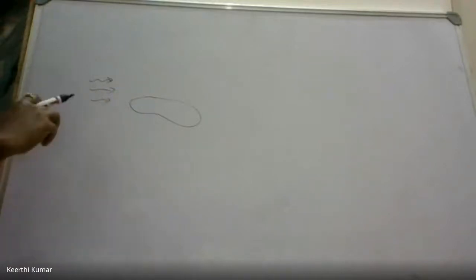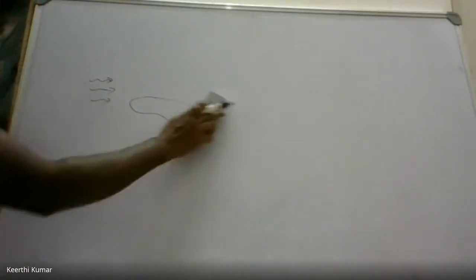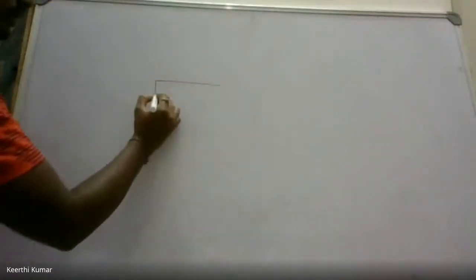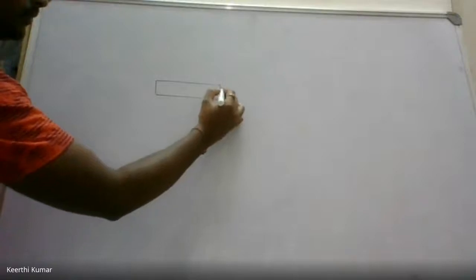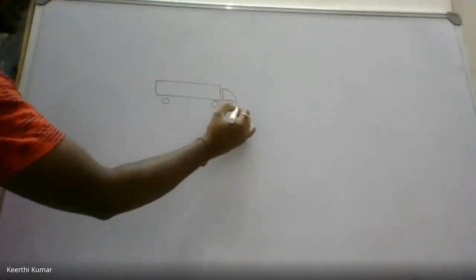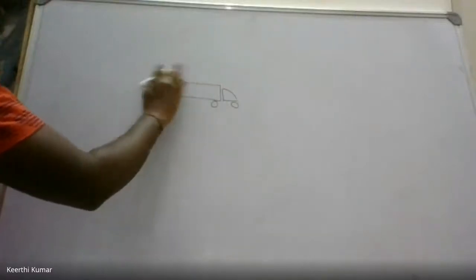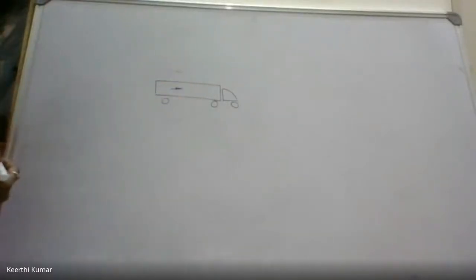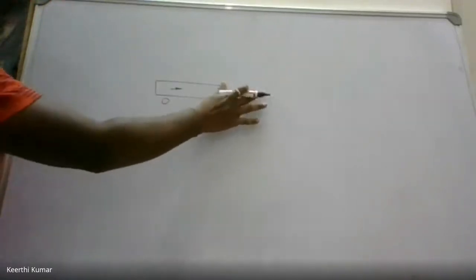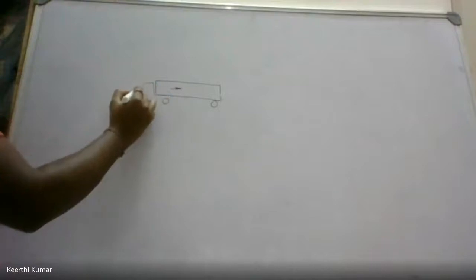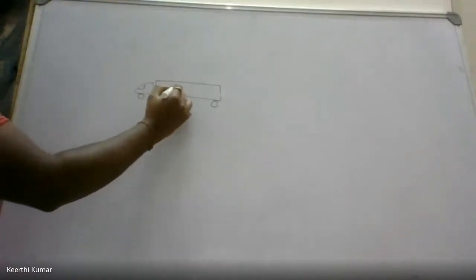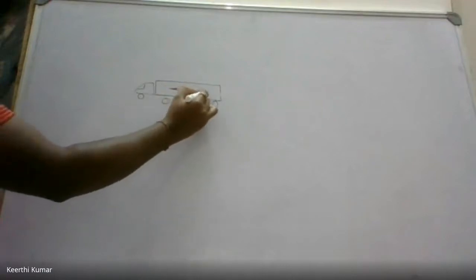Now, instead of saying the air is blowing over the surface, he has given it in some other way. Assume that there is a truck. This is a truck, and the truck is moving at a speed of 85 km per hour.